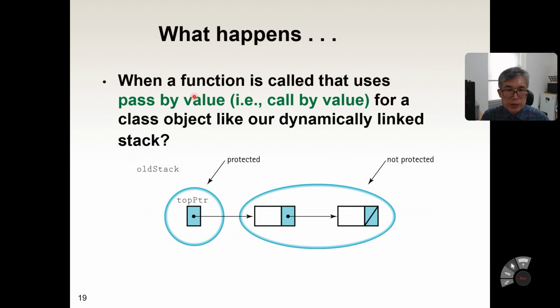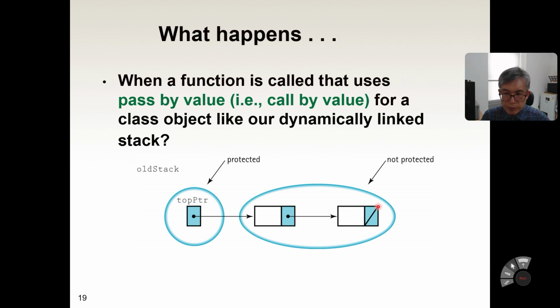So what happens when a function is called that uses pass by value, called call by value? For a class object like our dynamic linked stack like this, this one is our stack, and the top pointer points to the stack items. So this stack's list is not protected, but the top pointer is protected because it is a private member variable, right?